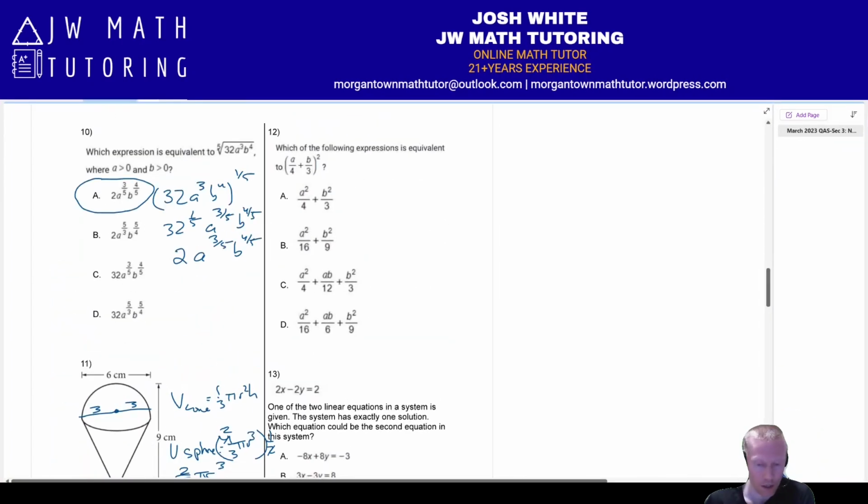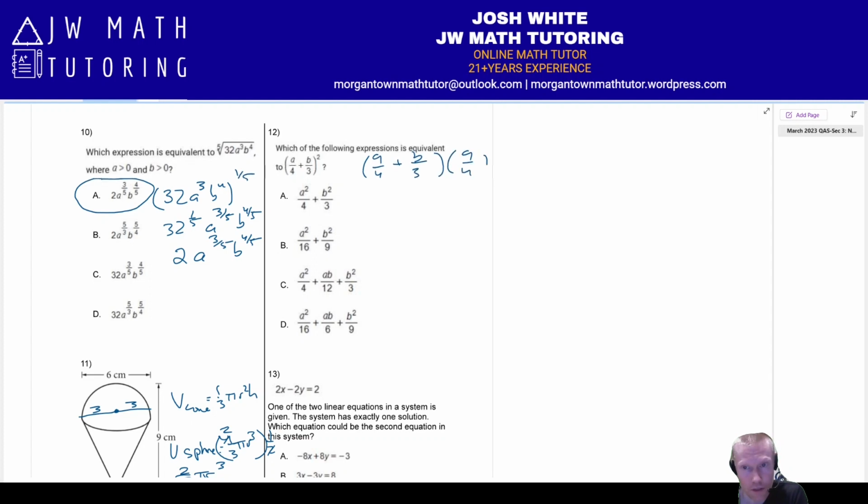Now, moving on to the next problem, number 12. Here we have some fractions that are just being squared using FOIL. So I would just write this out. And now, like I said, you could just go ahead and FOIL these. So if you notice, a over 4 times a over 4 is going to be a squared over 16. Okay, so far we can eliminate this and this, because they both have a squared over 4, which is wrong. That's the first term.